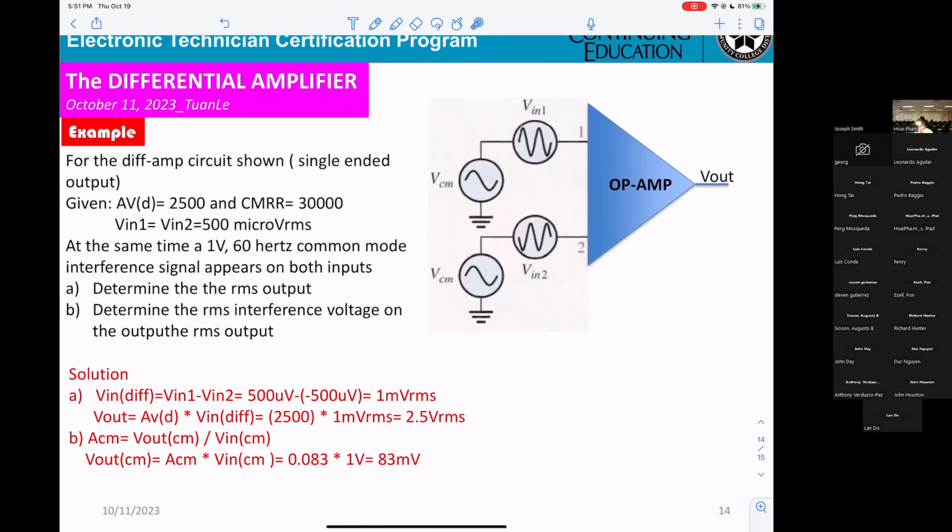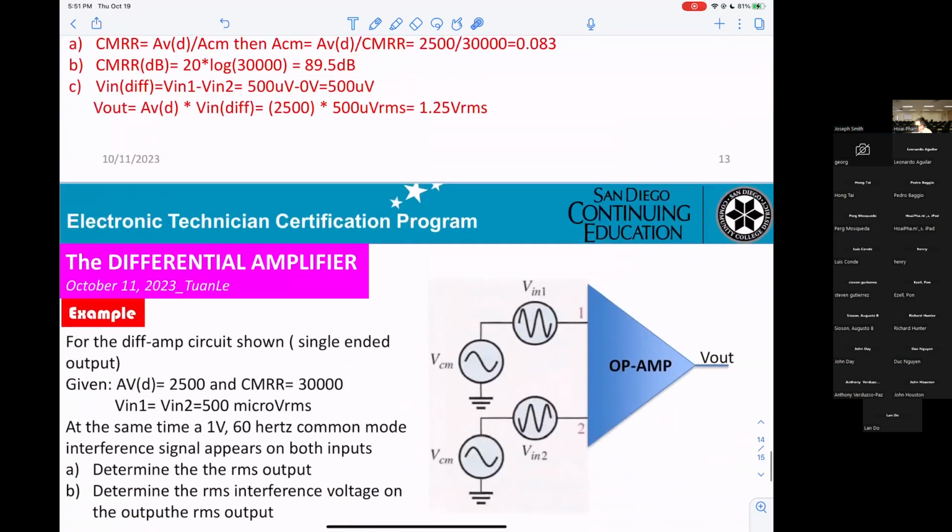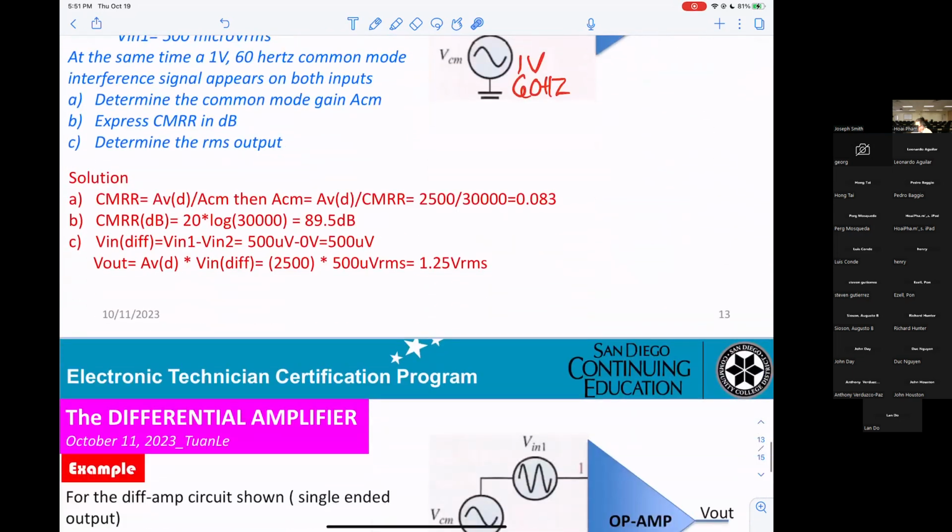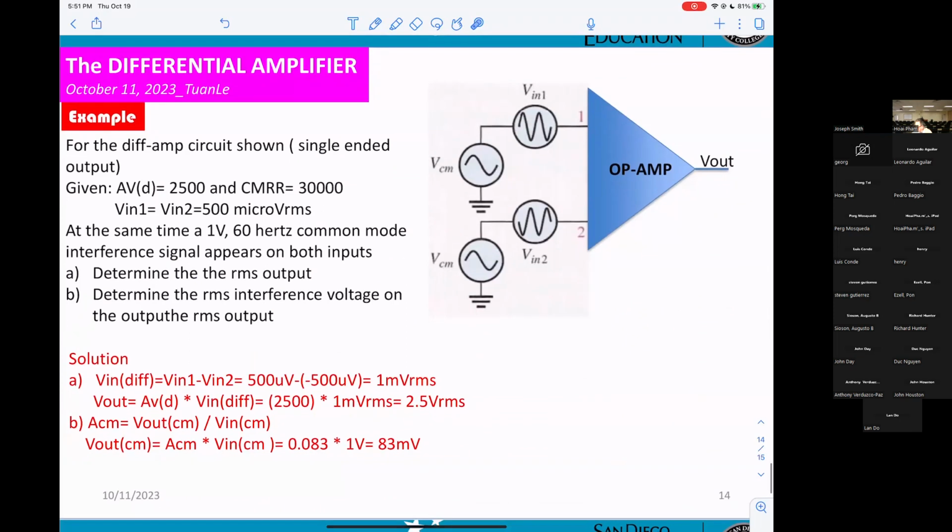Another example for the differential amplifier circuit, same thing, single-ended output given here. Look like, let's see, AVD 2500, common mode rejection, okay? So we already did it. This is just a solution.